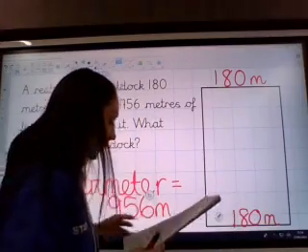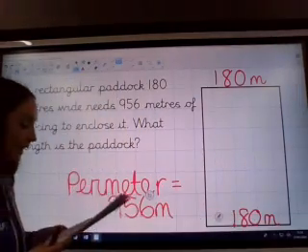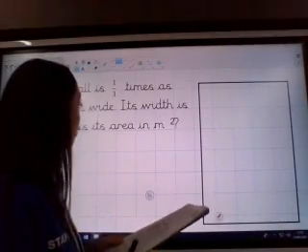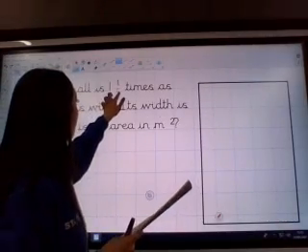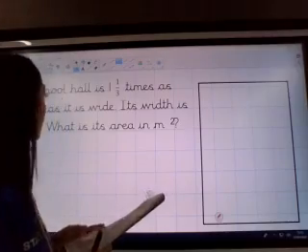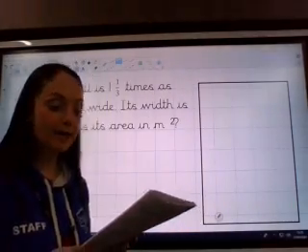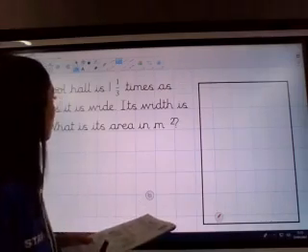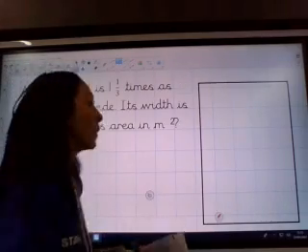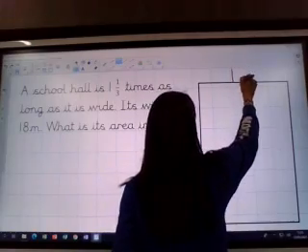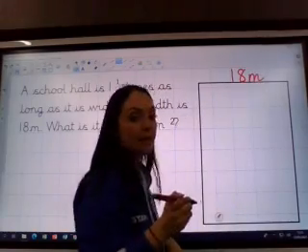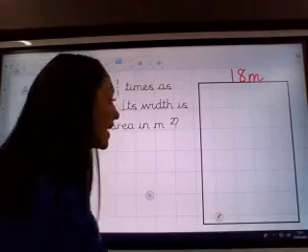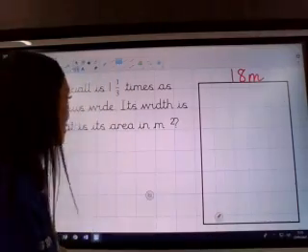Okay? Last one on this question then is C, and it says a school hall is 1 1/3 times as long as it is wide. Its width is 18 metres. What is its area in metres squared? So I'm going to write in what I already know. Its width is 18 metres. Okay, I don't need to write it in down here because it's not asking me about the perimeter, it's asking me about the area.